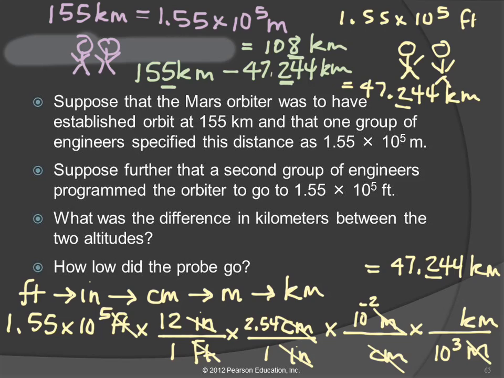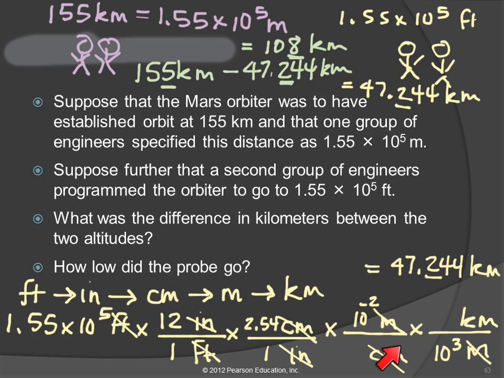Yes? How did you, the two, like, what made you decide that? The two, which two? From the four? Oh, for the sig figs? Yeah. Oops, pointing at the wrong place. That's a good question. Why did I underline the two? Why did I say there were 3 sig figs in this answer? Because of what I started with. 1.55 times 10 to the 5th feet. This has 3 sig figs. This is an exact conversion.